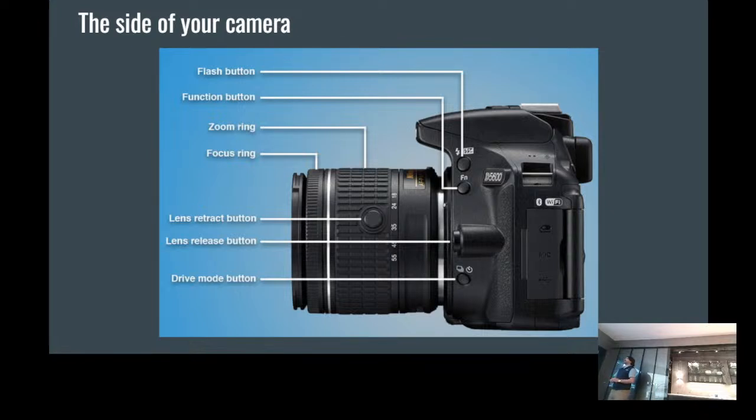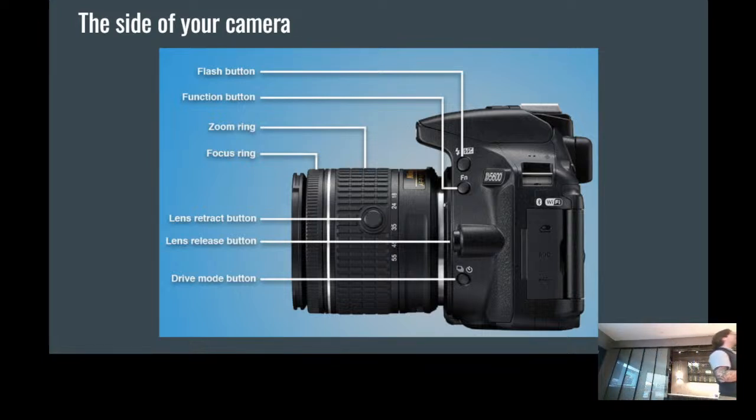And then you also have the drive mode button. Drive mode will control things like your, sorry, not your shutter speed, your frames per second, your burst photography, or a timer photography. Do you want to take a 3 or a 10-second timer shot?